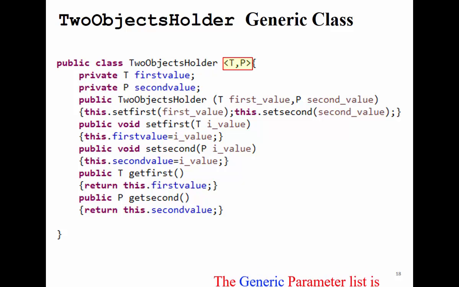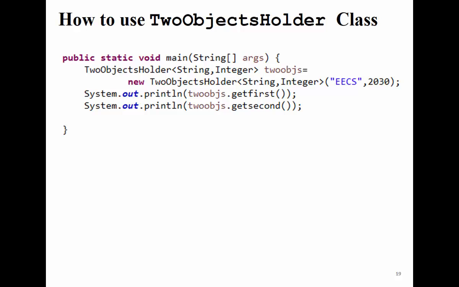How to use this one? We go to the main and we say, now I need to hold a string type and an integer type together. So you can see here, I'm holding a string and an integer. I define a new two-object holder, and I also provide String and Integer. I give a name and I assign the values, and also I can retrieve these values. Here we are using generics inside the definition of the class to help us hold two objects of two different types.